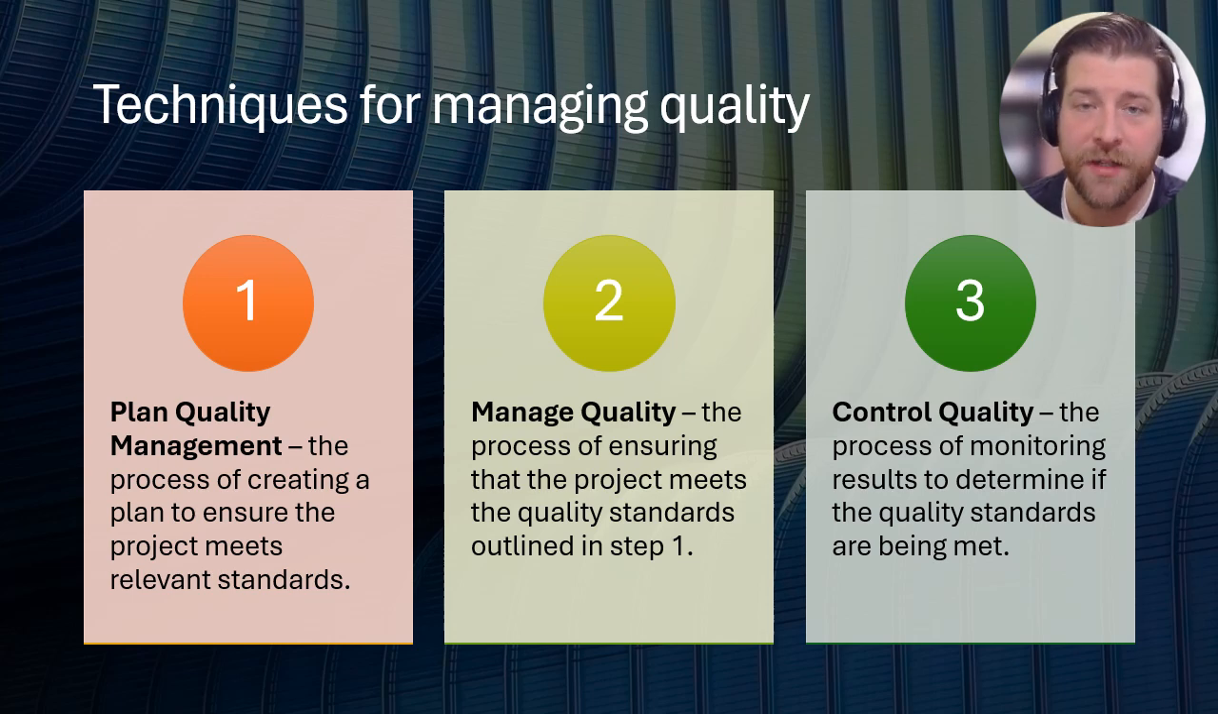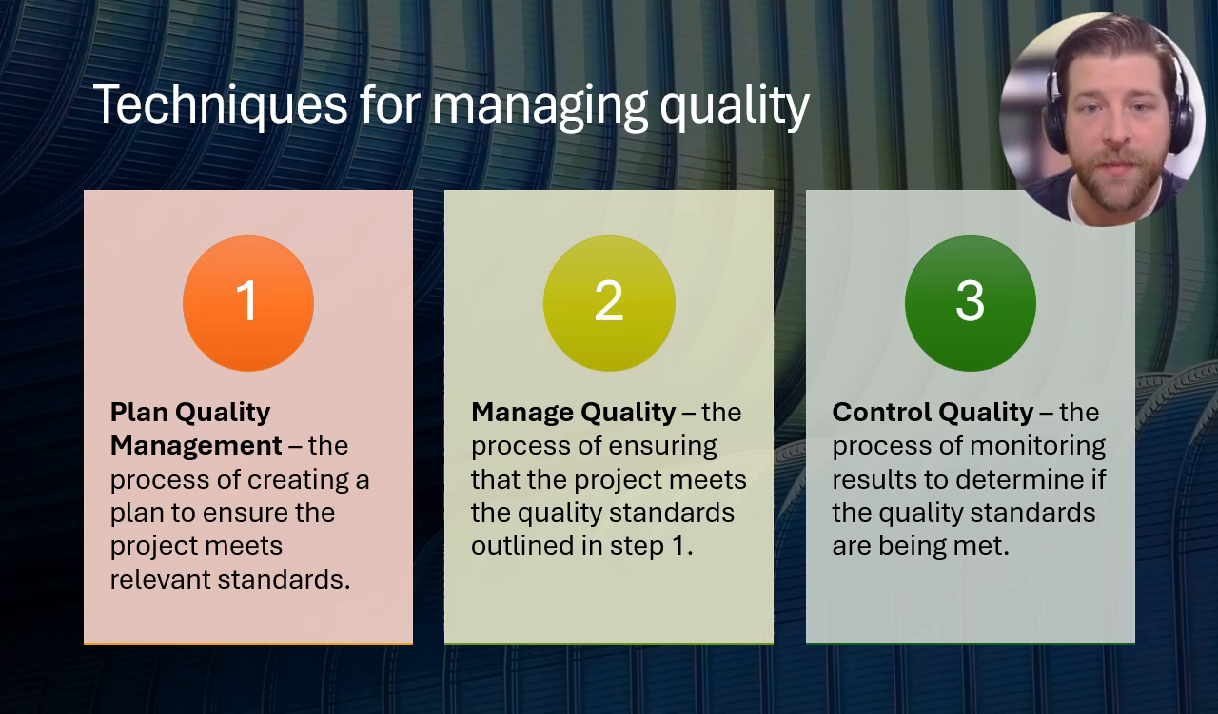Part 2, manage quality, is done once the plan is in place. This step ensures that the processes used during the project align with the quality standards. It's about implementation, conducting audits, reviews, and process improvements to maintain quality as work progresses. Think of it as ensuring things are done the right way.